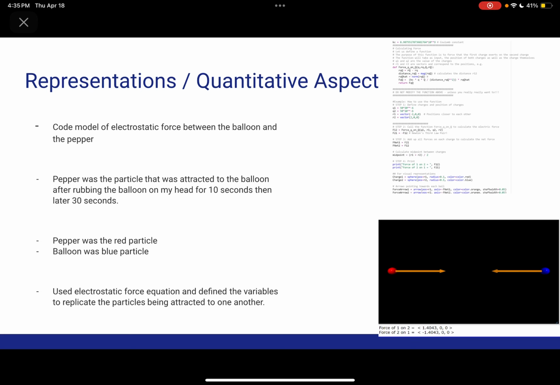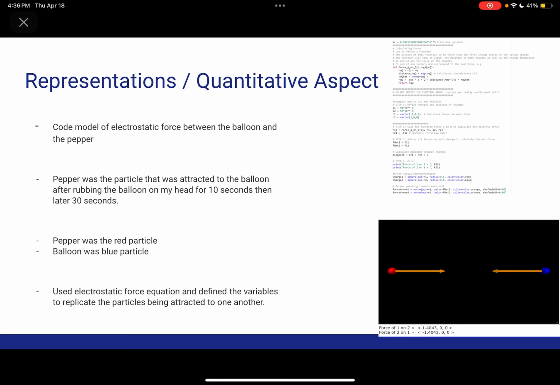So I coded it, and basically we did this in class on the week 1 homework as well, where we took two particles and we wanted to see if they attracted or repelled. Within the code, I described the Kc constant, I calculated the net force between object 1 and object 2, and I rubbed it for 10 seconds and 30 seconds and found that there was more attraction when I rubbed it for 30 seconds.